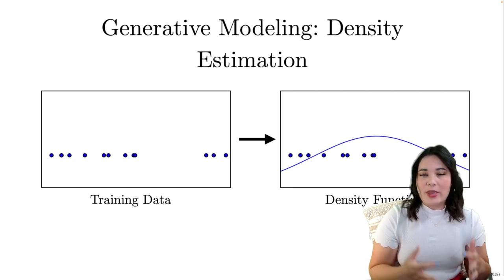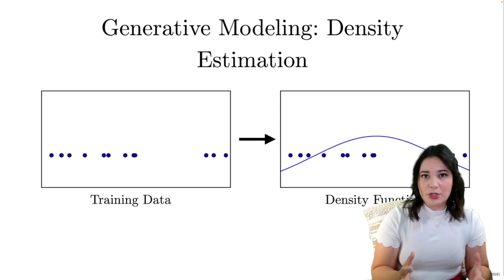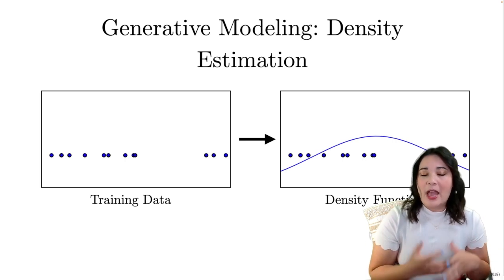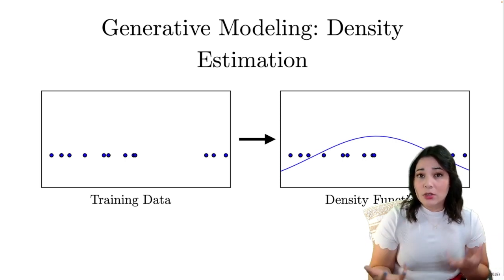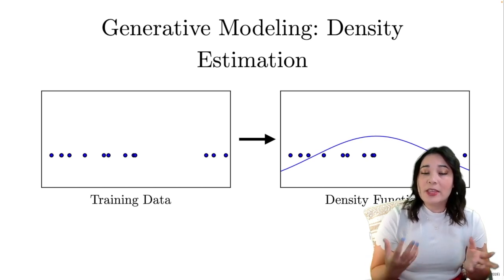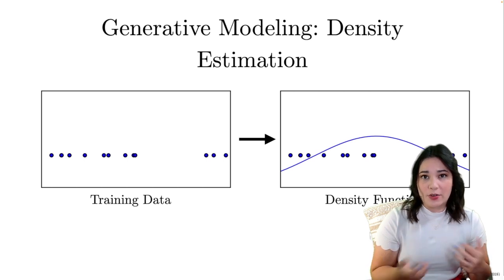In these models, we have an explicit distribution that we would like to learn, and we use the training data in order to learn what that distribution should look like. Once we have this distribution, we can then sample from it, thus generating new examples.